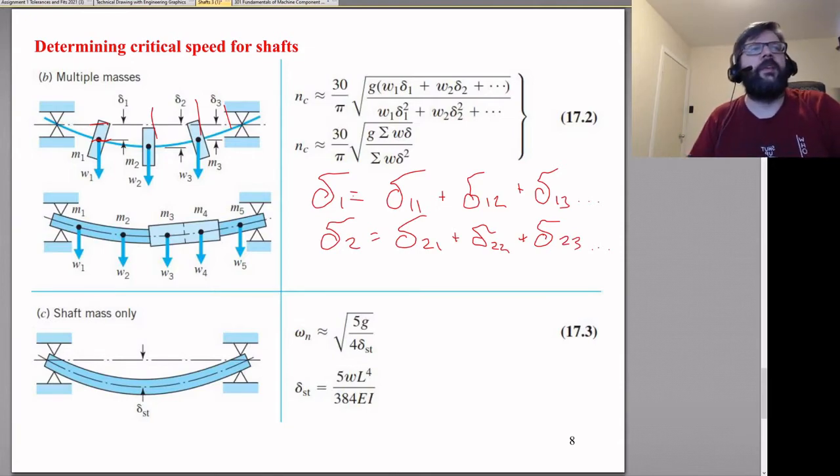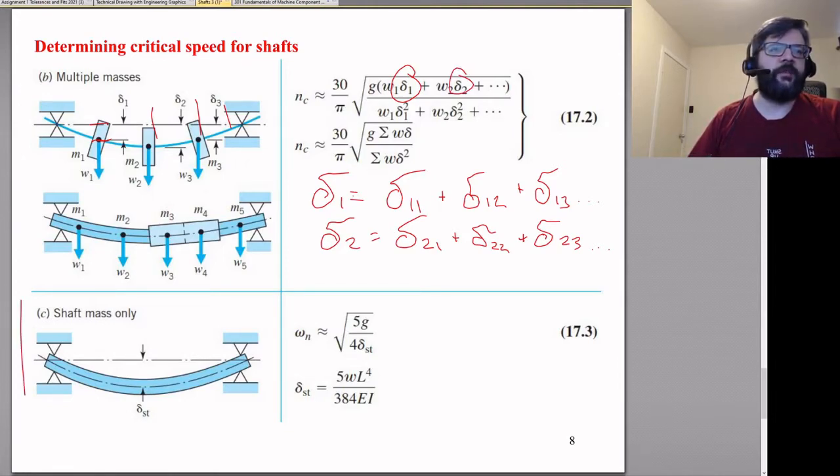So the calculations that you need to do for those static displacements scale up with the number of weights that you're having. For each, it's the number of weights squared. So again, it gets fairly complex as you increase the number of weights.